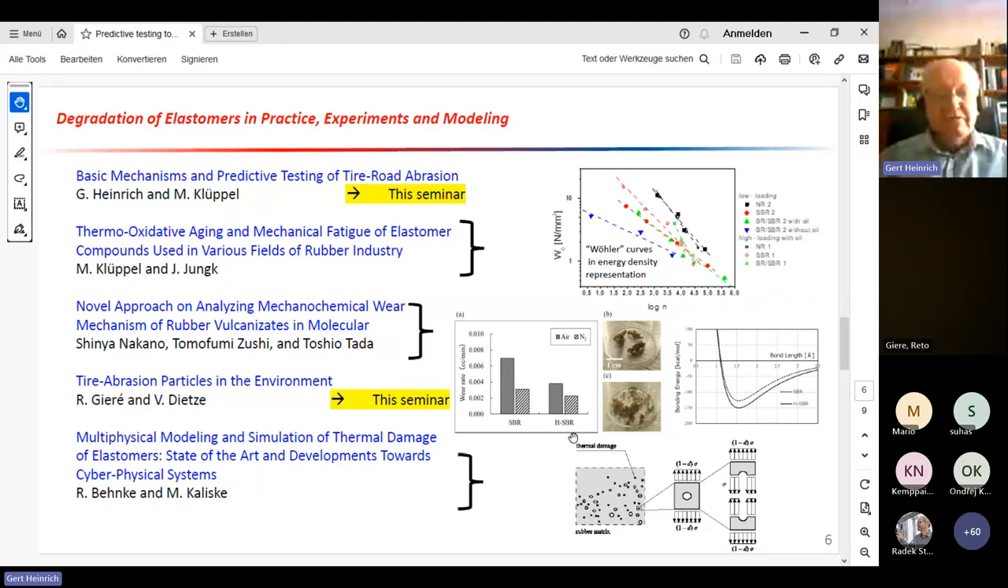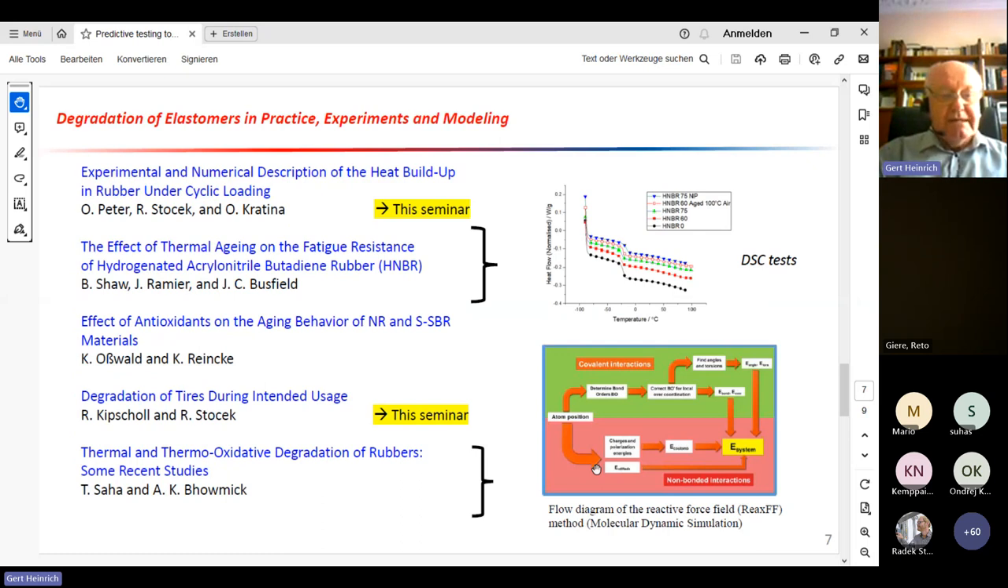You also have a contribution from the group in Dresden, from the TU Dresden, of Professor Kaliske, Behnke Kaliske. They give insights into multi-physical modeling and simulation of thermal damage of elastomers. You see here in the sketch how thermal damage creates a kind of cavities, a sea, a lake of cavities, and how these cavities form cracks, and how one can simulate the crack propagation in specific geometries of the corresponding rubber parts. Other chapters come from Zlin.